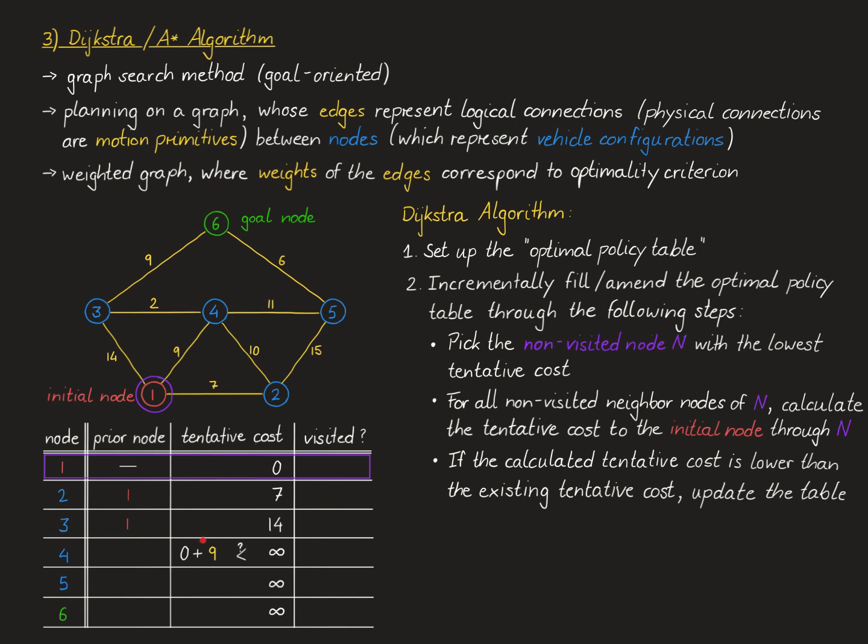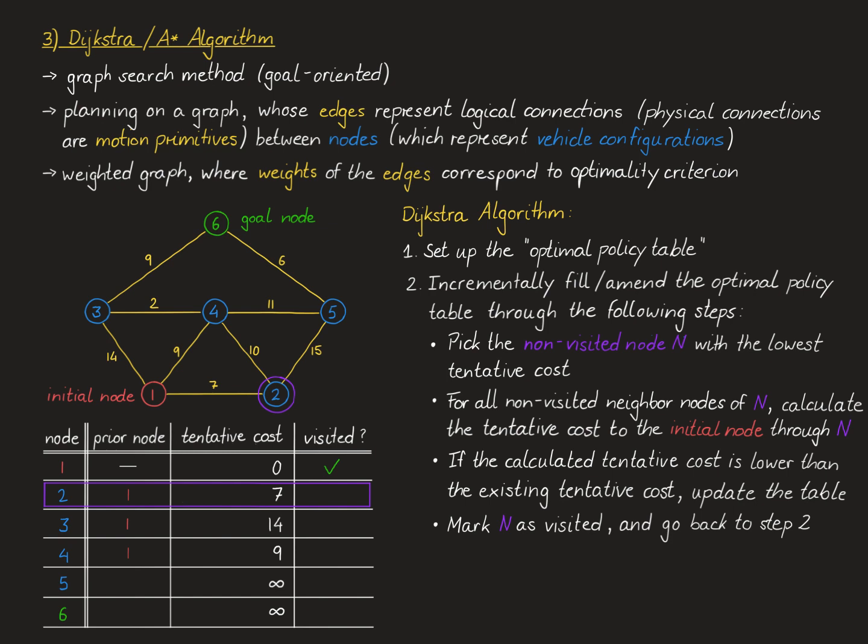Similarly, for node 4, we get a new tentative cost of 9 and the prior node again becomes 1. The final step is to mark the node n as visited, which we do with a green check mark in our table, and go back to step 2. The next non-visited node with the lowest tentative cost is node 2 because 7 is less than 14 and 9. Its neighboring nodes are 1, 4 and 5, of which we only have to consider 4 and 5 because 1 has already been visited.